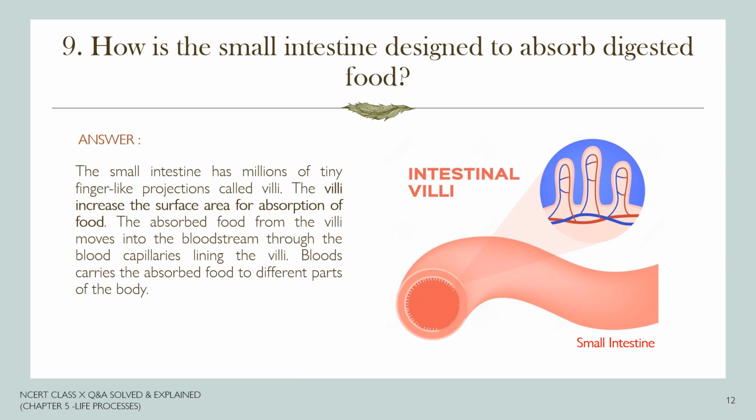To further increase the surface area inside the small intestine, the inner walls have finger-like projections which are known as villi. So these villi increase the surface area for effective absorption of food. And from the villi, the food moves on to the bloodstream and then it gets delivered to different cells in the body.